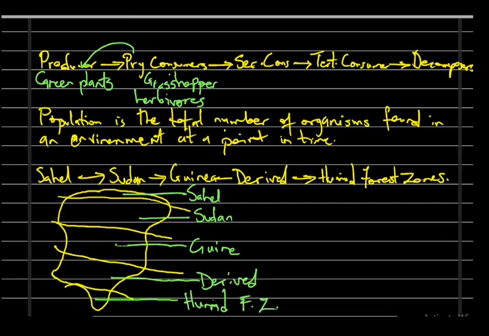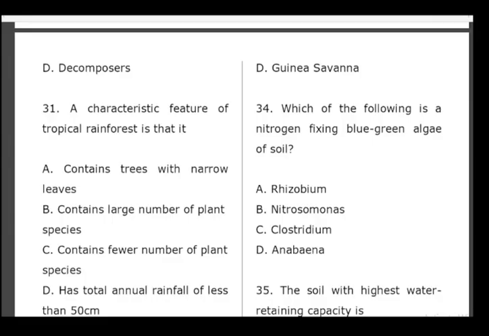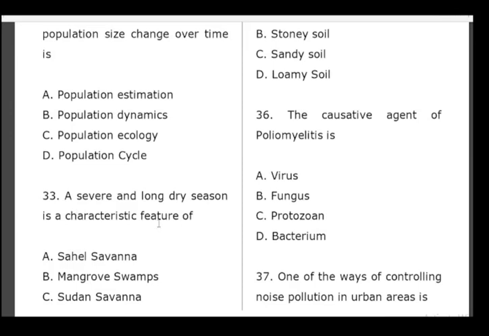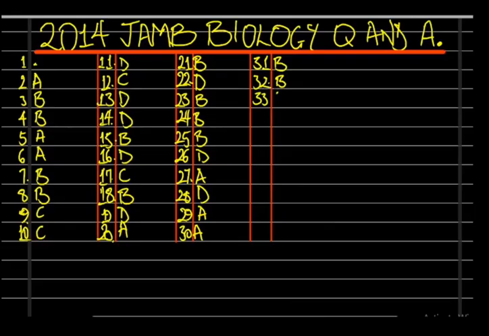So if you look at it now, it is this part of the country or this part of the world, the part that is in the far north, that usually have extreme temperature. So that is the Sahel savanna. A severe and long dry season is a characteristic feature of the Sahel savanna. That is our answer. And then we move to question 34.